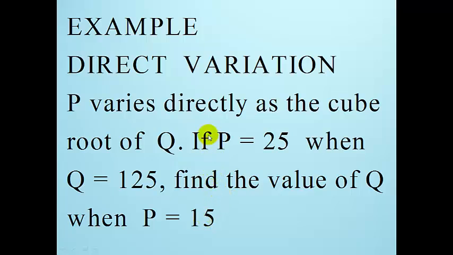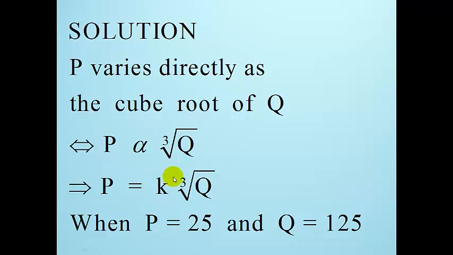Now from the question, it's a direct variation question, and the question says that p varies directly as the cube root of q. If p equals 25 when q equals 125, find the value of q when p is equal to 15. The first condition given is that p is equal to 25 when q equals 125, and this is the condition we are going to use to find our constant of proportionality. Now let's look at how to solve this problem.